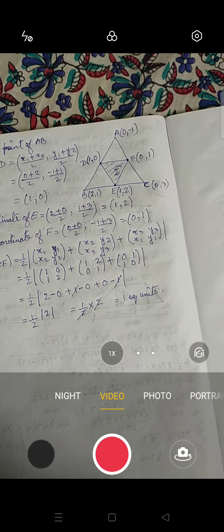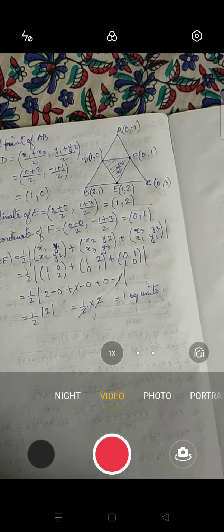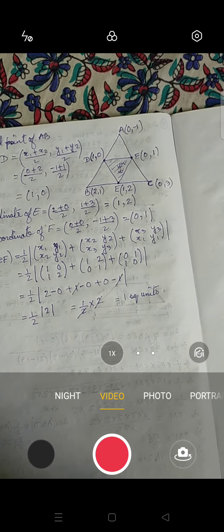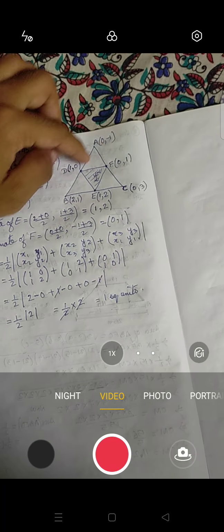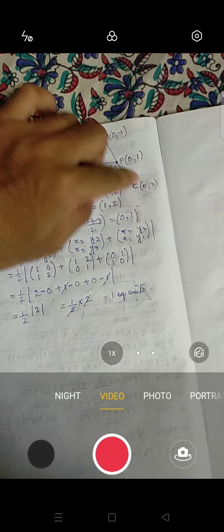Whose vertices are 0, minus 1 and whatever. Find the ratio of this triangle. You have to find the ratio of this triangle to the area of the given triangle. This is the given triangle. So this area by this bigger area.